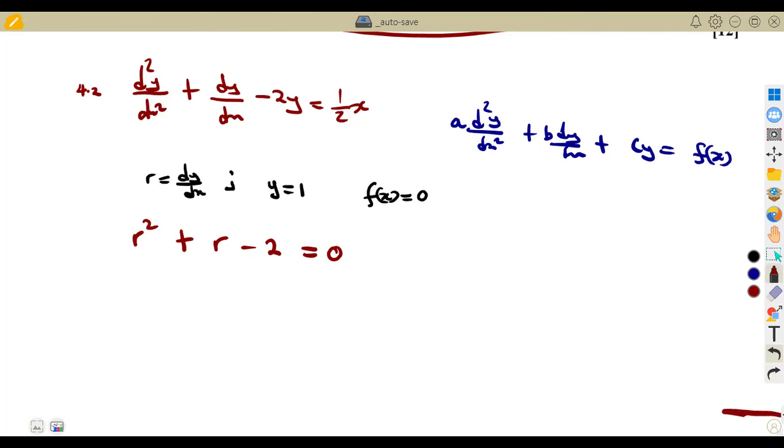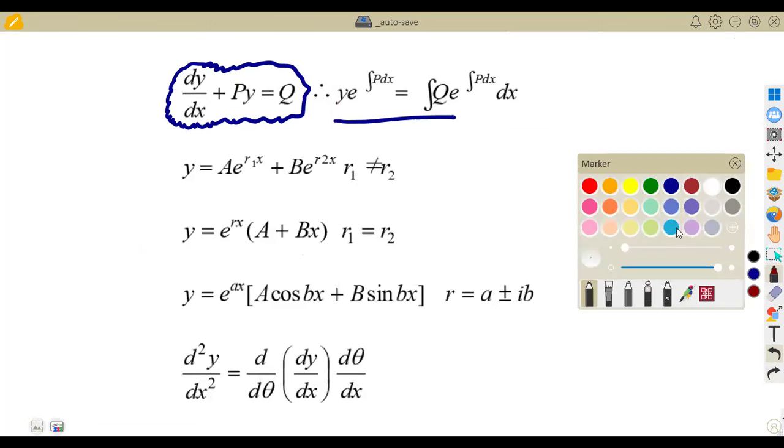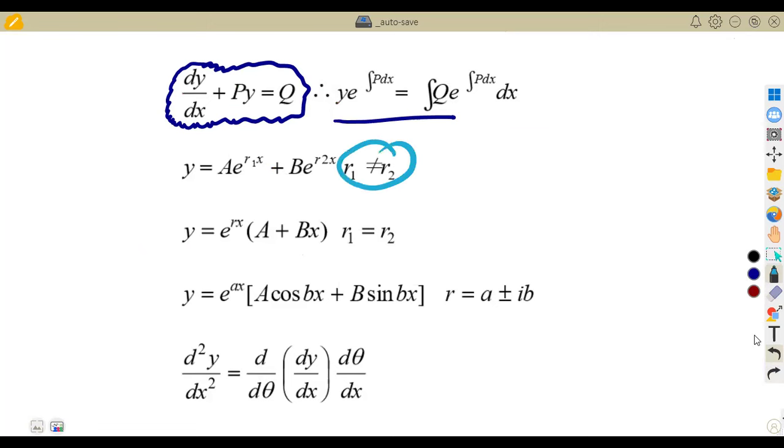Why am I writing in r? I want you to see something here on your formula sheet. I'm writing this in r because if you check these solutions, they are given in terms of what? In terms of r. These solutions, they're saying if r1 is equal to r2, these are solutions, then this is how you present your complementary function from these solutions that you obtain from the auxiliary equation.